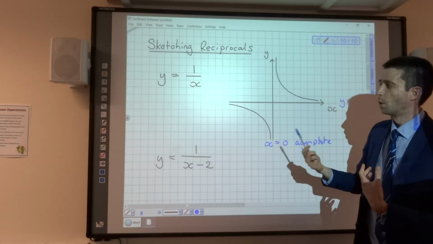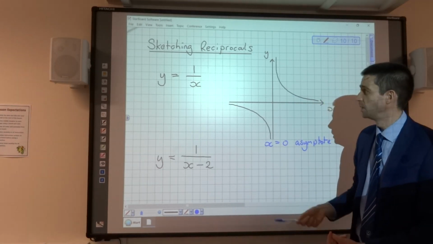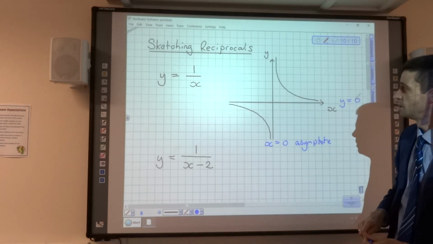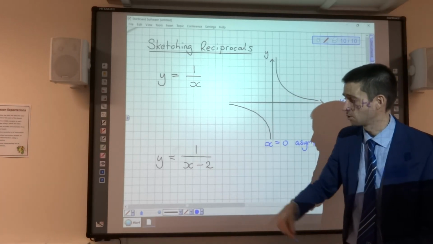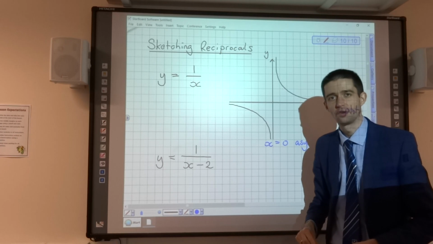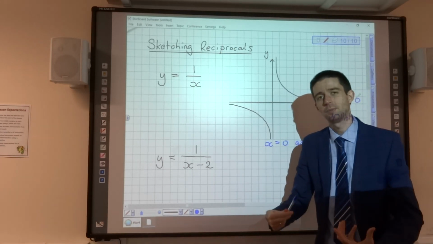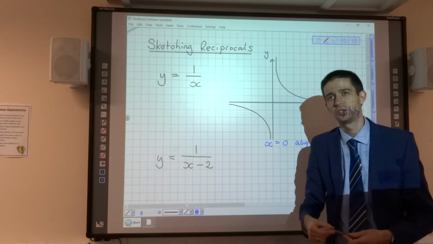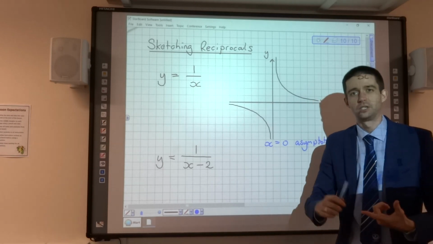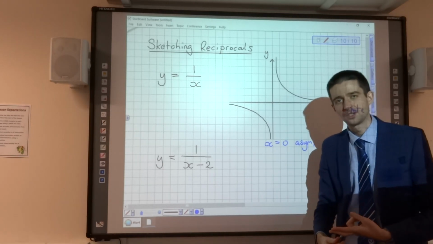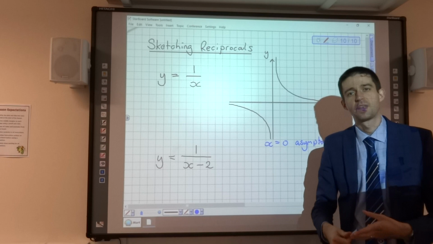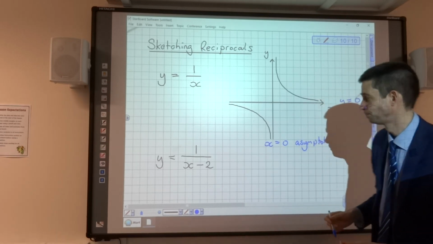So, what I'm going to look at now is how we can use this original reciprocal shape 1 over x to sketch transformations such as 1 over x minus 2. Now, some people like to think of this in terms of transformations. I prefer to go the route of finding the x-intercept, finding the y-intercept, finding the asymptotes, and going from there.